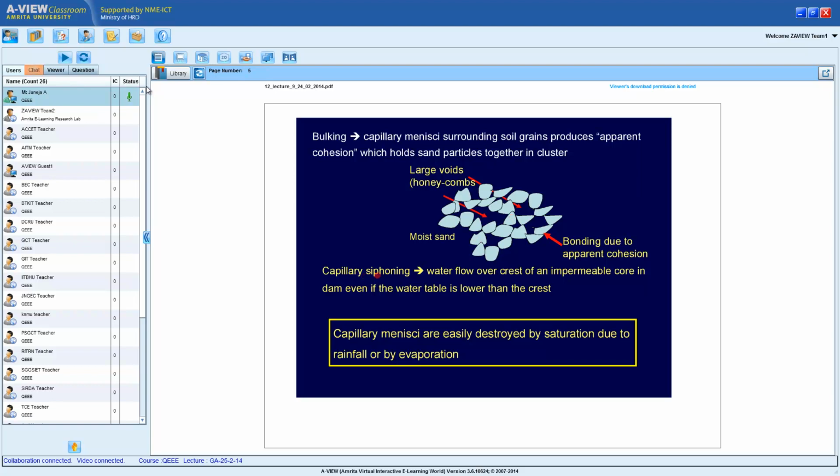There's another example of capillary siphoning, wherein the water from the upstream of the dam would cross over the top of the dam, or the crest of the dam, to go downstream. So even if the water table is lower, because of the siphoning, you can see that the water table with water which is held by the dam, in fact, can go down because of the soil capillarity.